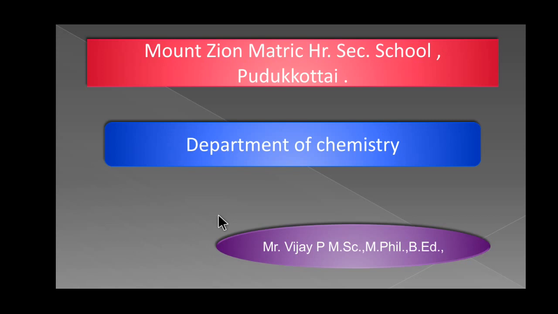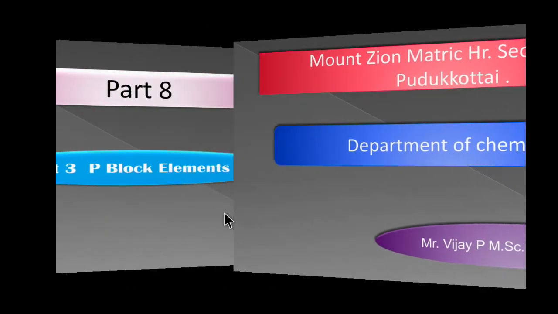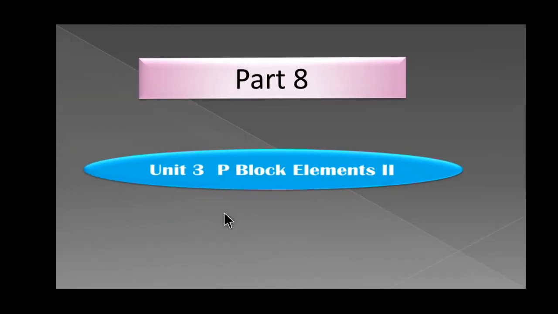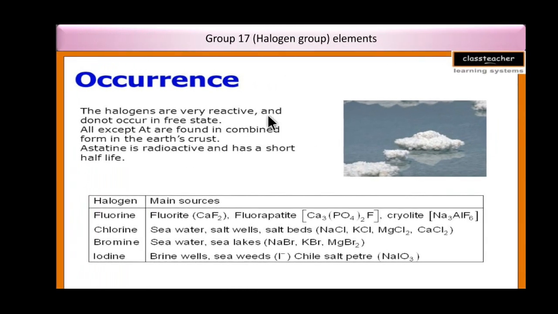In this session, I am going to explain Unit 3, P Block Elements 2, Part 8. Today we are going to see Group 17 halogen group elements and their occurrence. First we are going to see the occurrence of Group 17 elements, that is, the halogen family.